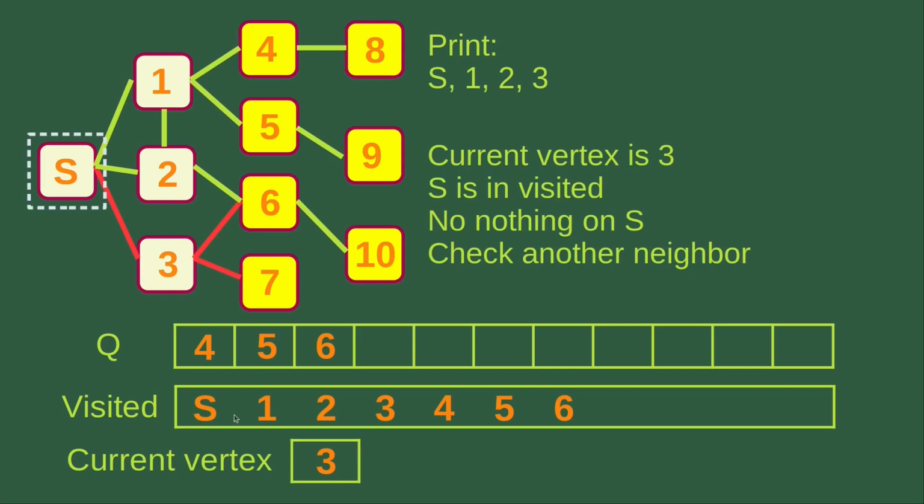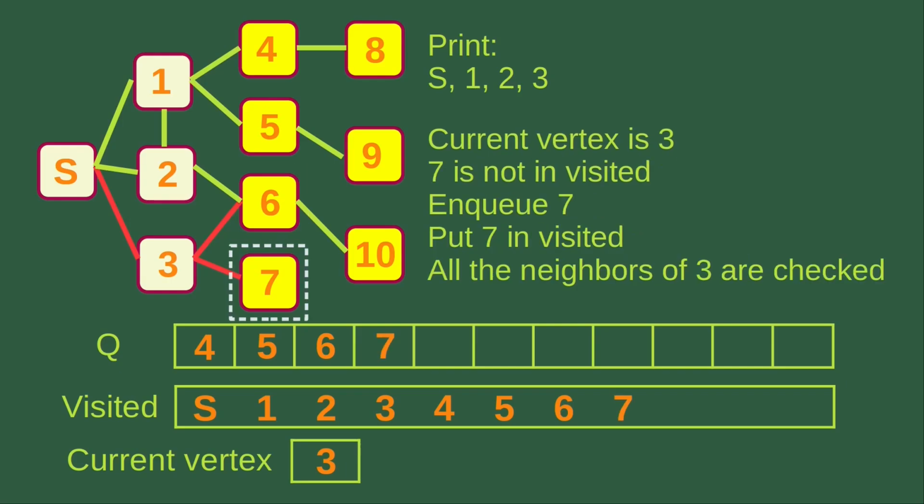For S, it is already in the visited set. That means we do nothing on it. We can go further to check for another neighbor of 3. Now we check for number 6. Number 6 is already in the visited set. That means we do nothing on vertex 6. And we are going to check another neighbor, which will be 7. Now 7 is not in the visited set yet. That's why I need to put it into the visited set together with the queue, so you can see that both queue and visited would have 7 put in. And after handling 7, all the neighbors of vertex 3 are already checked.